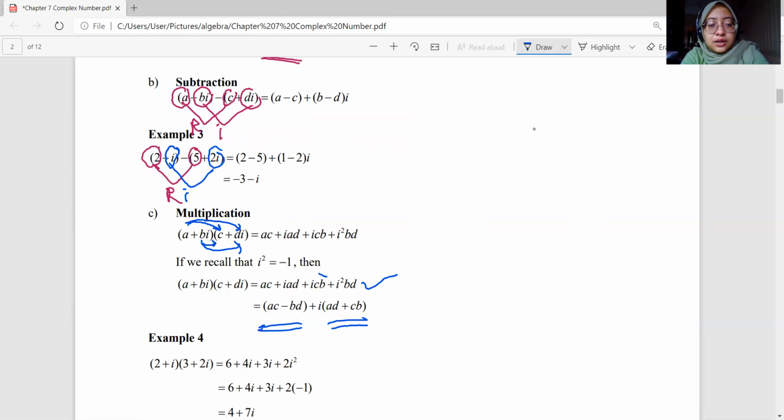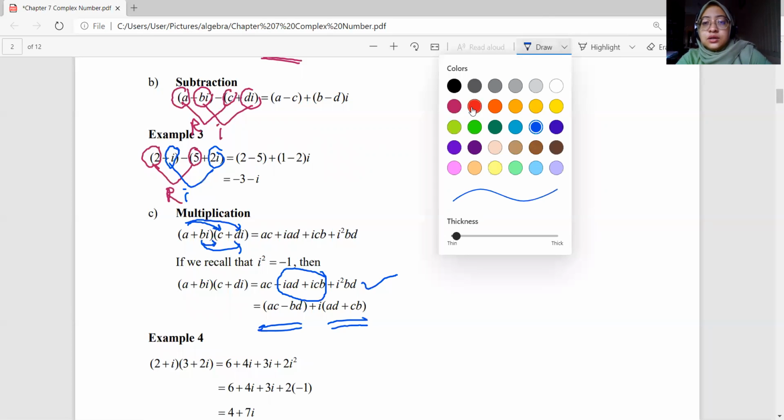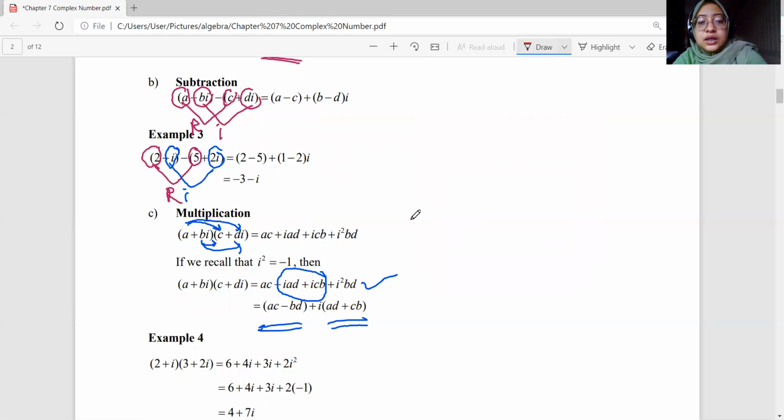Okay, this part contains the imaginary number. But this one, it has become negative. Okay, this part, it has become negative BD. Okay, why negative BD? Because always remember that I square is equal to negative 1. The value.